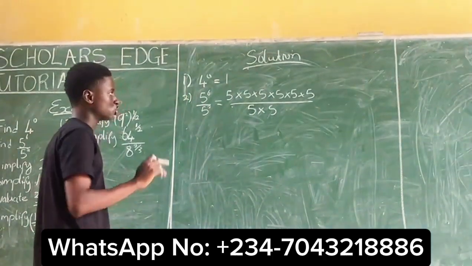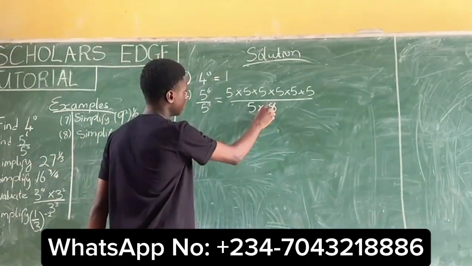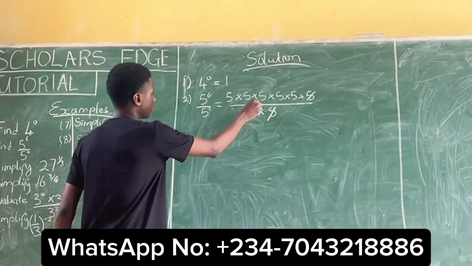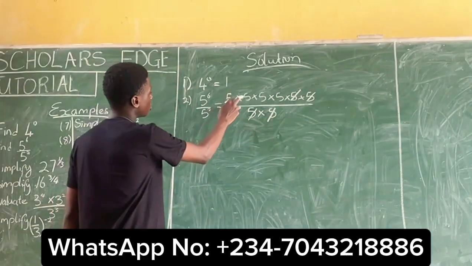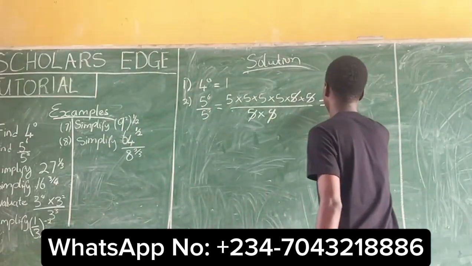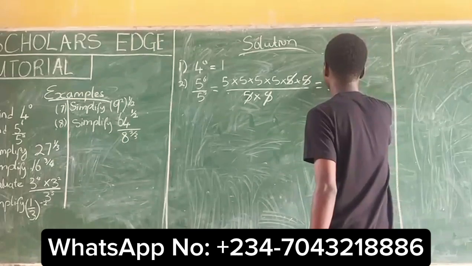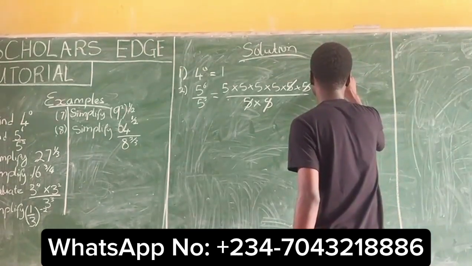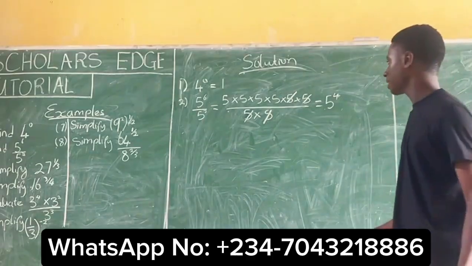So I'm going to show you two methods on how to solve it. This is the first method. I can easily cancel out this and cancel out this, cancel this, cancel this. So we are left with just 1, 2, 3, 4, 5 to the power of 4. We are left with 5 to the power of 4.